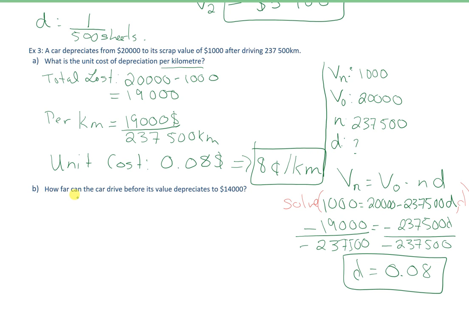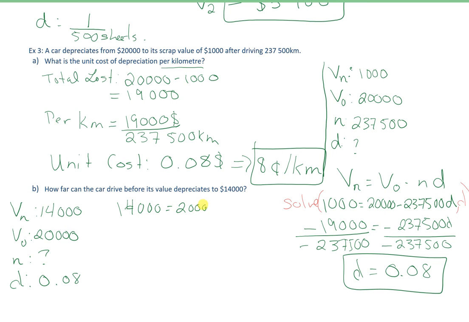Now we're being asked, how far can the car drive before it depreciates to 14,000? So now we're looking for N. So Vn, V0, N, and D. Now I know I want it to get to 14,000. It starts at 20,000, so I'm going to lose $6,000. N is what we're looking for, and D is 0.08. Again, measuring in kilometers this time, not per 1,000 kilometers. So plugging in all those values, 14,000 is equal to 20,000 minus N times 0.08.